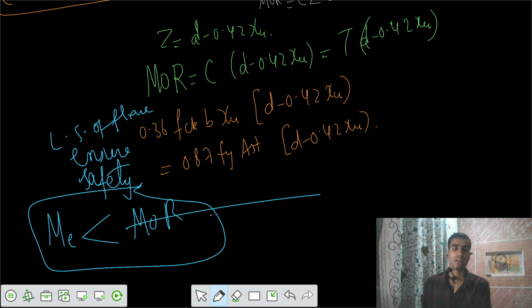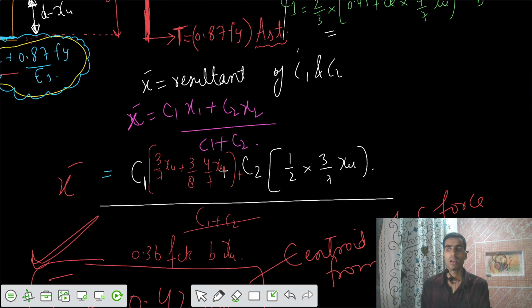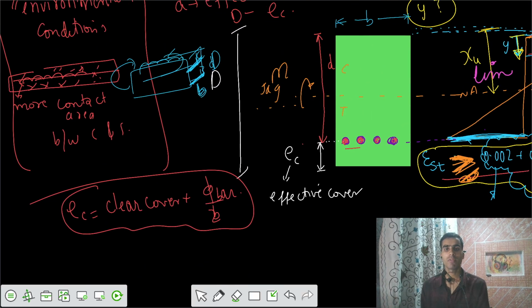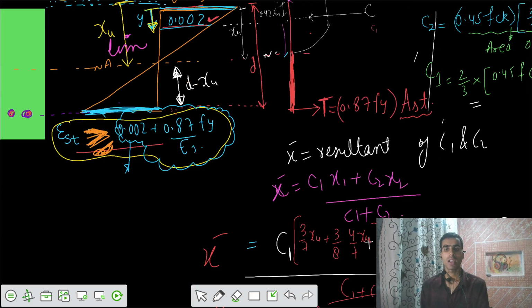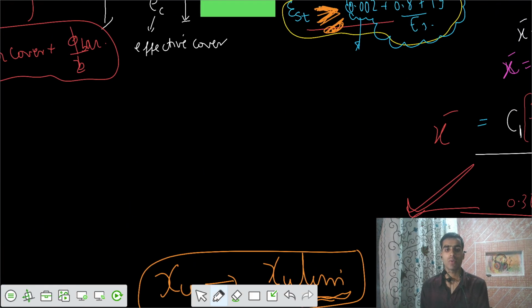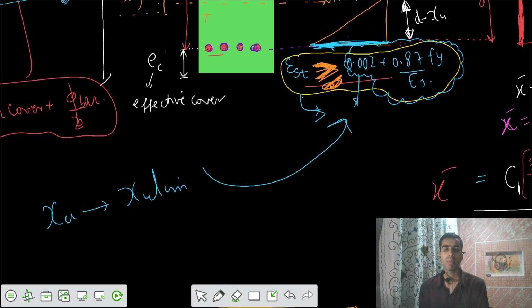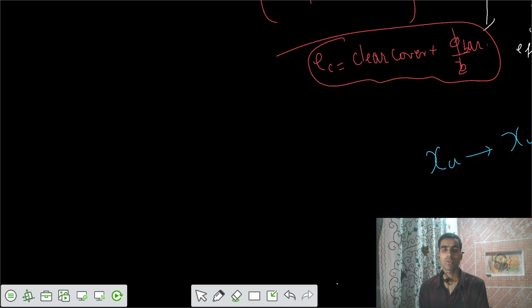One more thing is the actual location of the neutral axis. Earlier we derived the limiting condition for the neutral axis. We arrived at some value: when xu was xu limiting, the strain at the bottommost steel fiber was 0.002 plus 0.87 fy by Es. That was the limiting condition. Let's try to get the actual value also now.